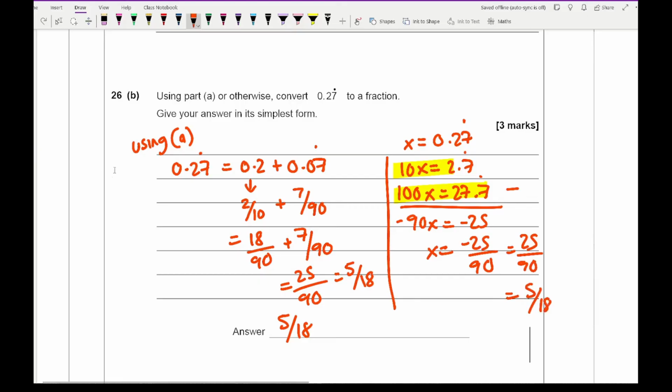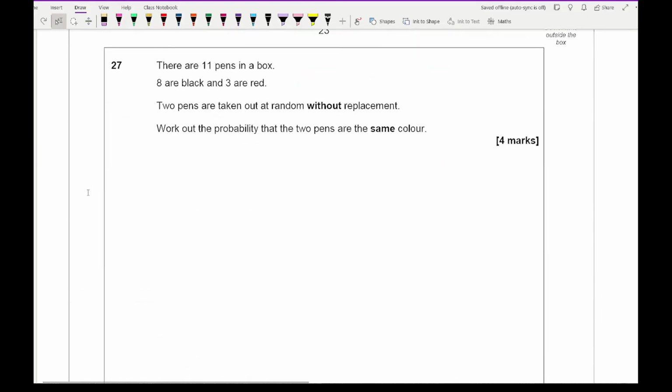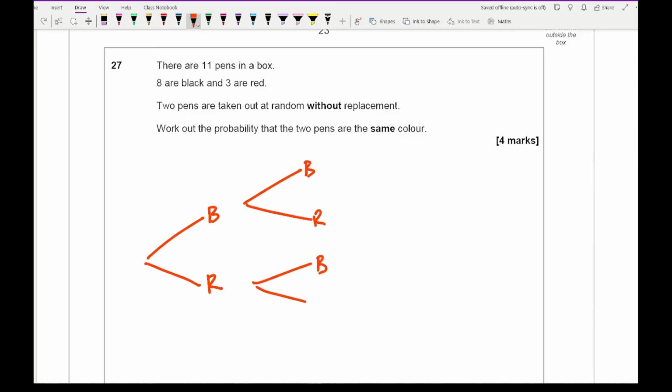Then moving on to question 27, it says that there are 11 pens in a box, 3 are black and 3 are red. 2 pens are taken at random without replacement. Work out the probability that 2 pens are the same colour. So the first pen can either be black or red, and then my second pen could either be black or red. Now in terms of having the same colour, well, I'm either going to have red and red or black and black.